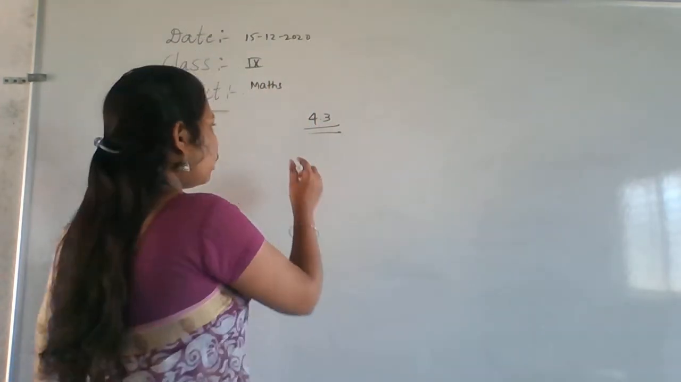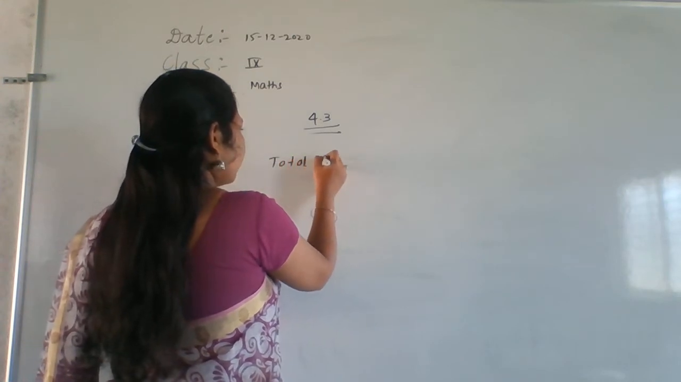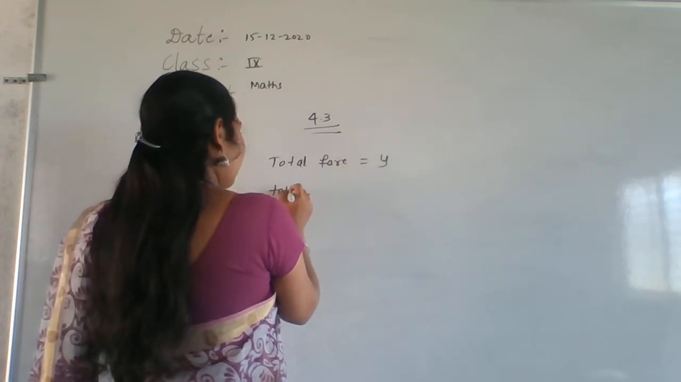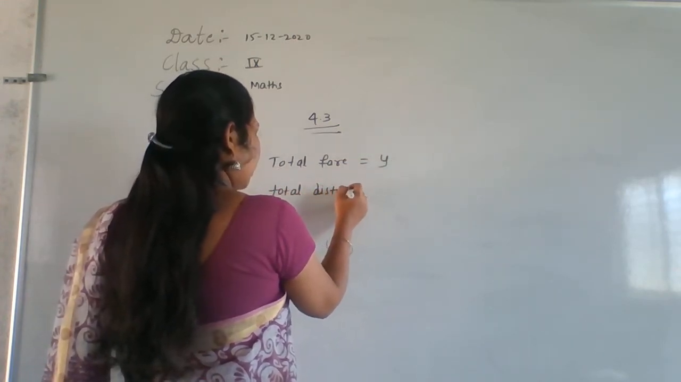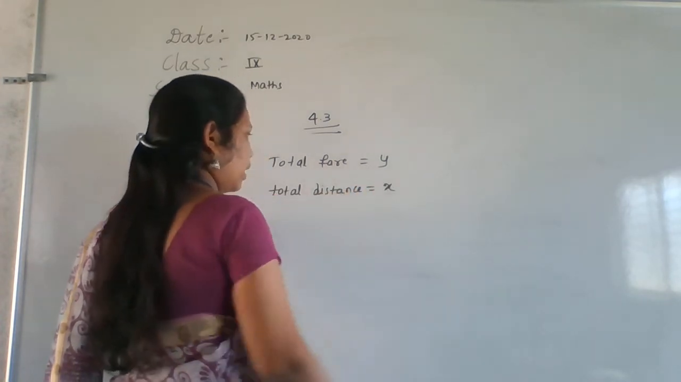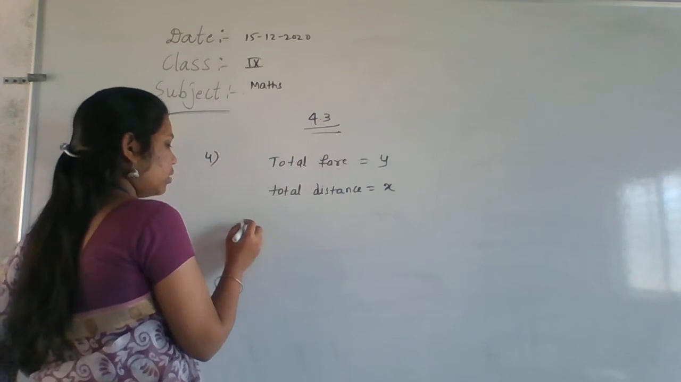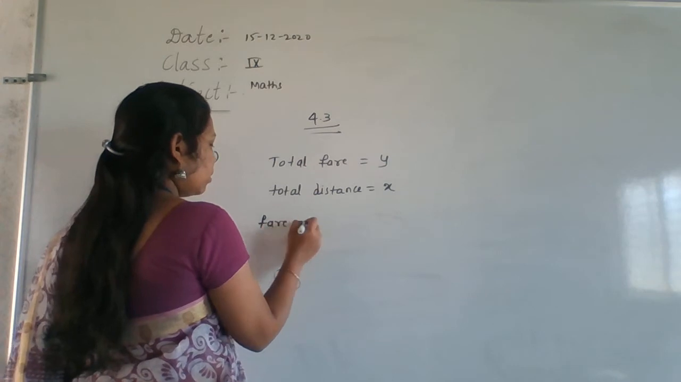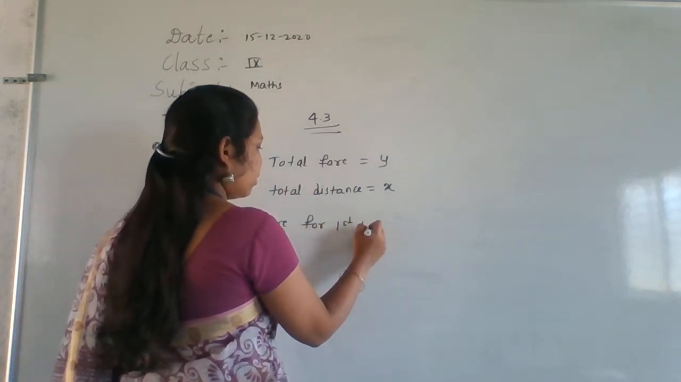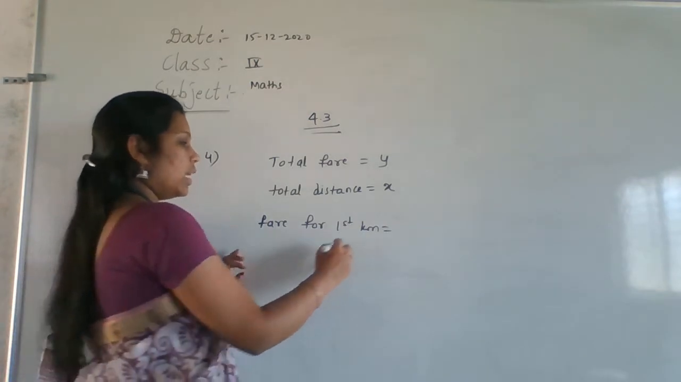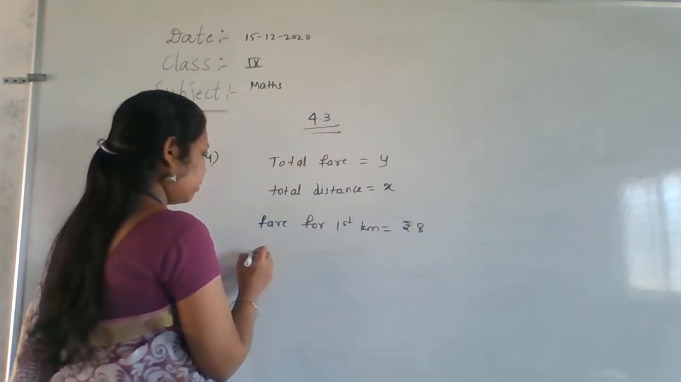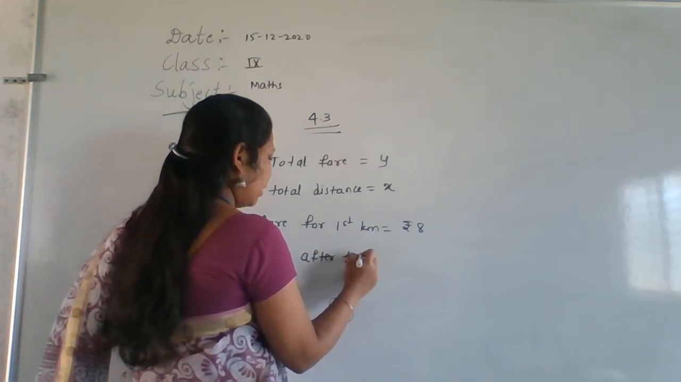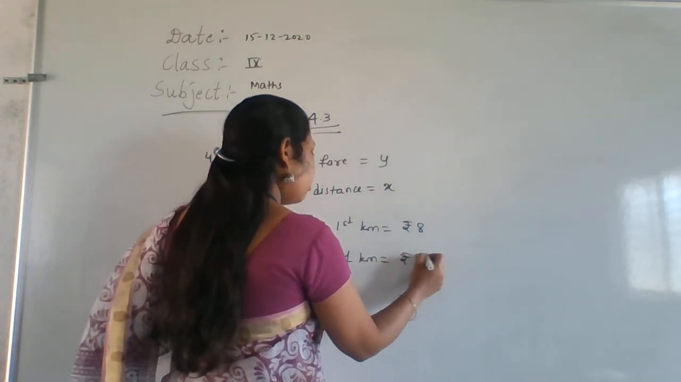So here, total fare is equal to y. Next, total distance is considered as x here, right? So here they have given the fare for the first kilometer. For the first 1 kilometer, what is the fare? That is rupees 8. Next, the fare after 1 kilometer is rupees 5.